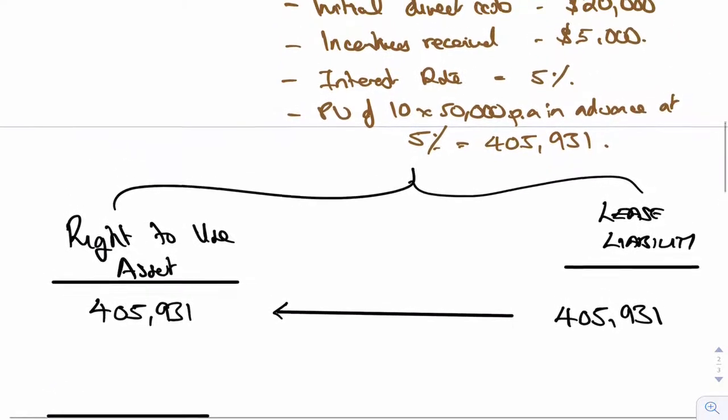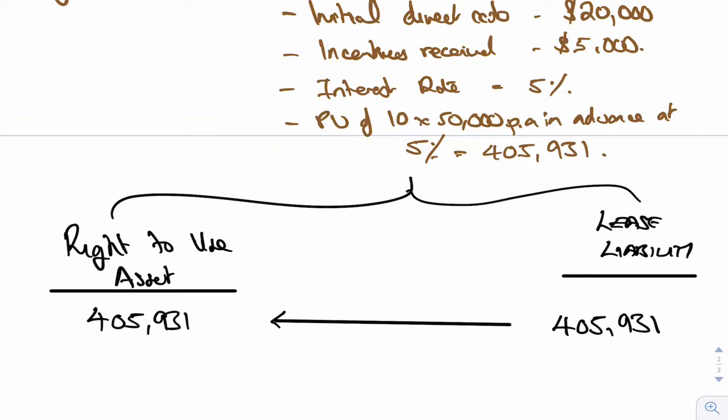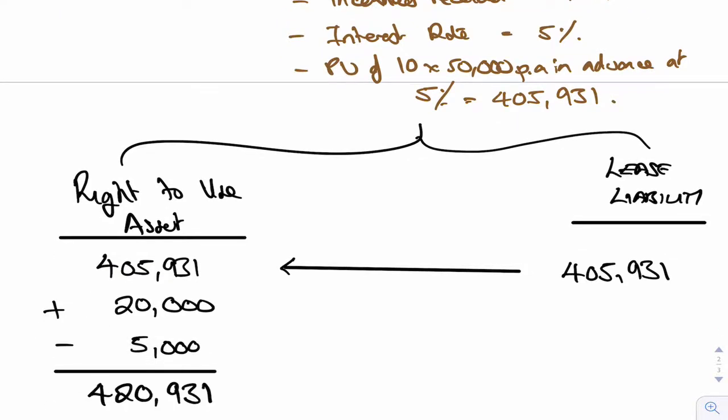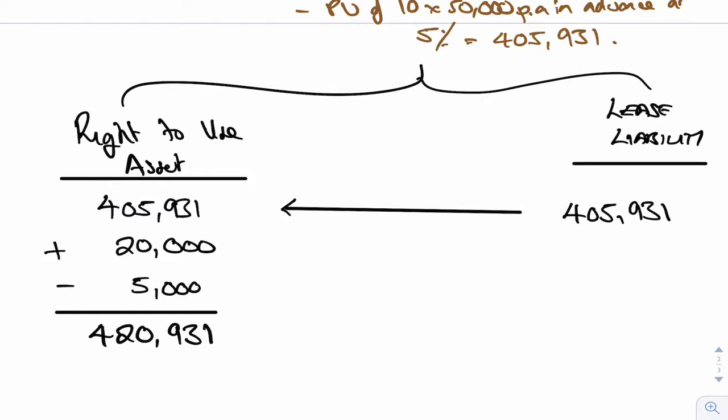What do we need to add on to that right to use asset? Well, we need to add on these initial direct costs, don't we, of 20,000. But then we've got these incentives received of 5,000, so we need to take those off, and that gives us an asset of 420,931, which we would then depreciate over the lease term, normally on a straight line basis.